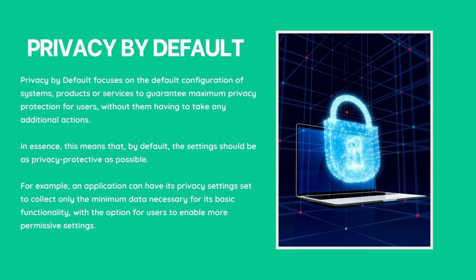So as an example, you can have an application that has its privacy settings set to collect only the minimum data necessary for the basic functionality. Now, with the option for users to enable then more permissive settings, meaning if you have notifications, you give the user the option to enable or disable them as an idea.